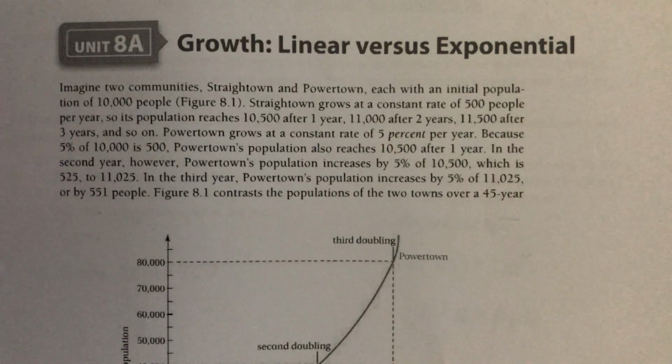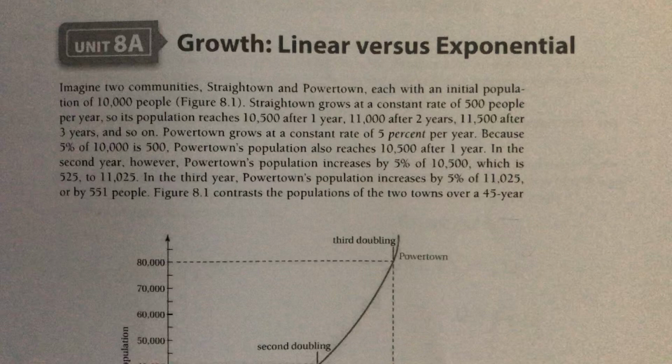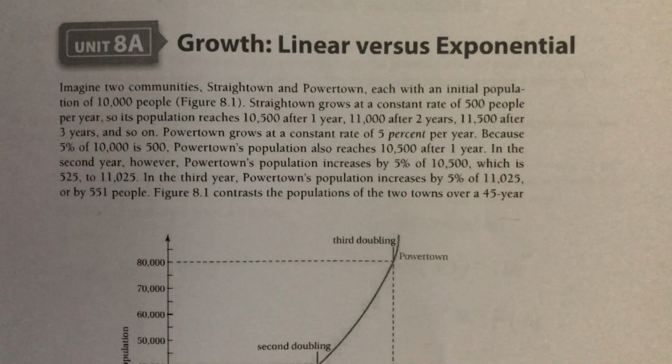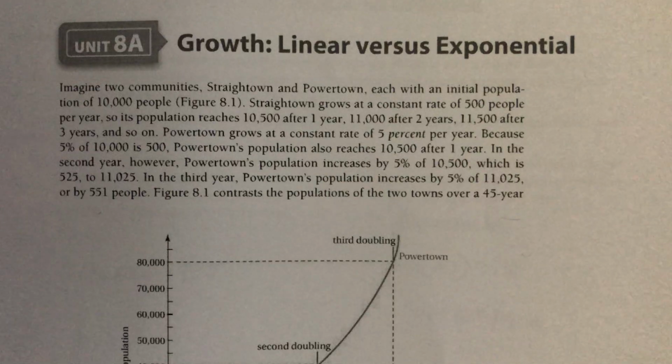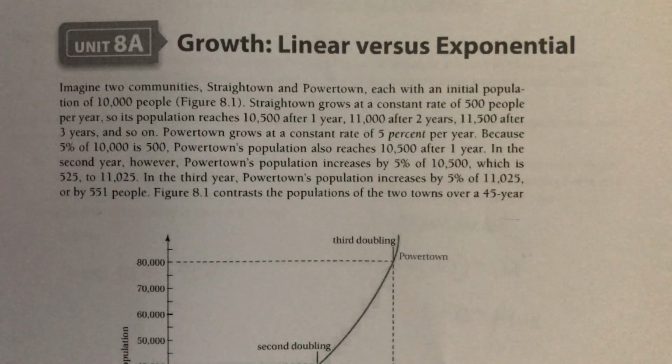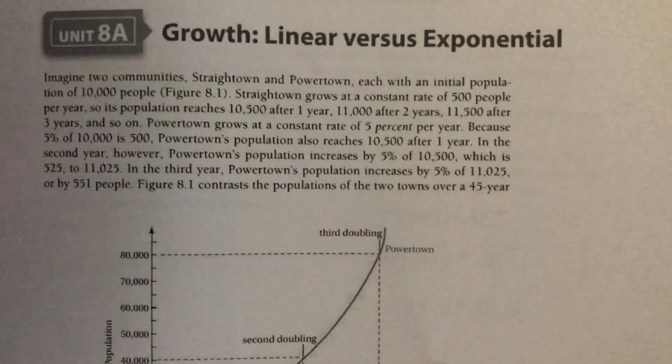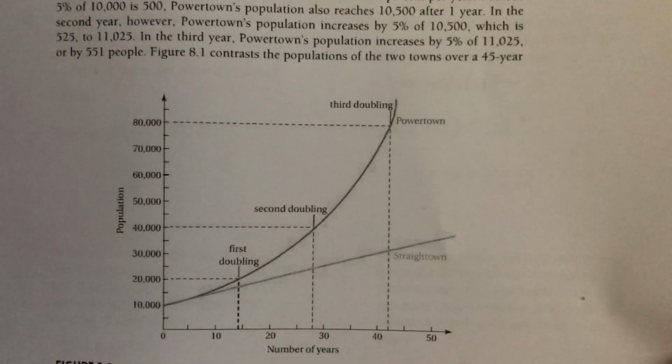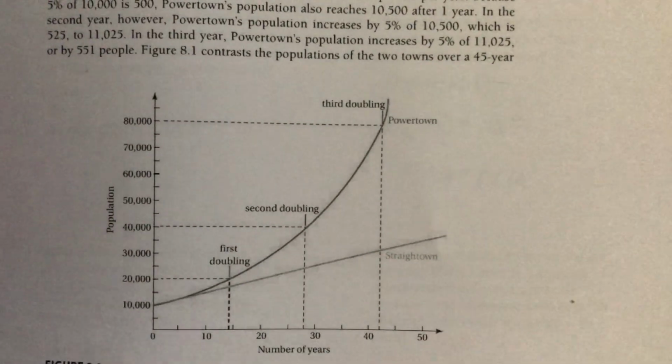So after 1 year, 5% of 10,000 is 500. 5% of that, though, is 525. So now we're at 11,025. 5% of that is 551. Okay, and so on and so forth. So here are the graphs of the two towns.